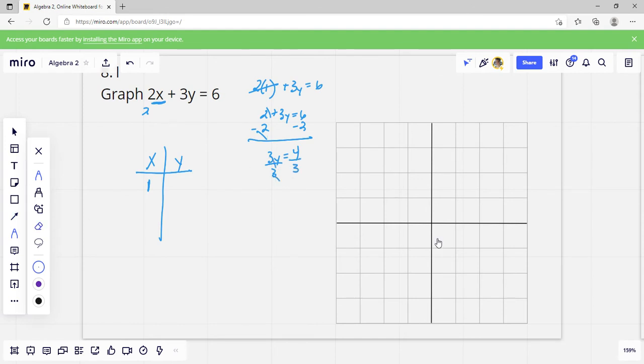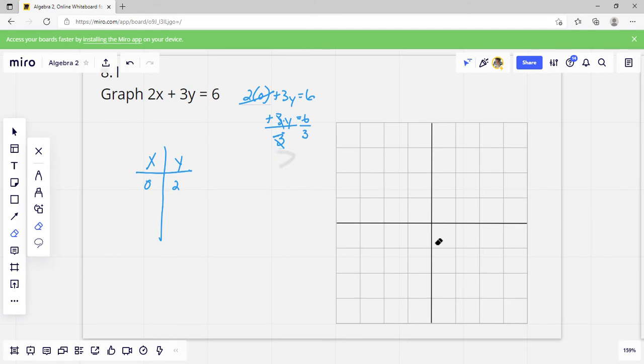I don't like that. I don't want any fractions. So I'm going to get rid of that. Oh, I know. Easiest one to always do first is 0. Alright, so if I said 2 times 0 plus 3y equals 6. 2 times 0 is just 0. Plus 3y equals 6. I just need to divide by 3. 6 divided by 3 is 2. So y is going to equal 2 when x is 0.